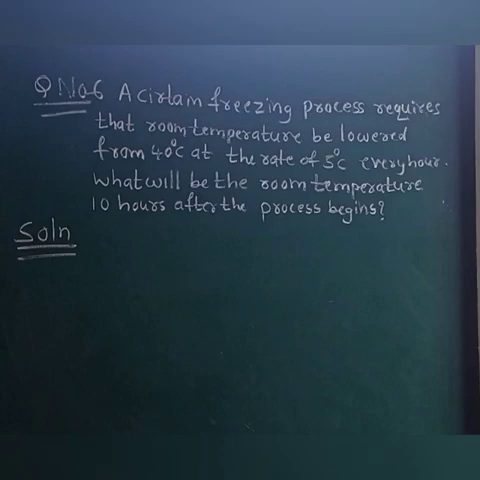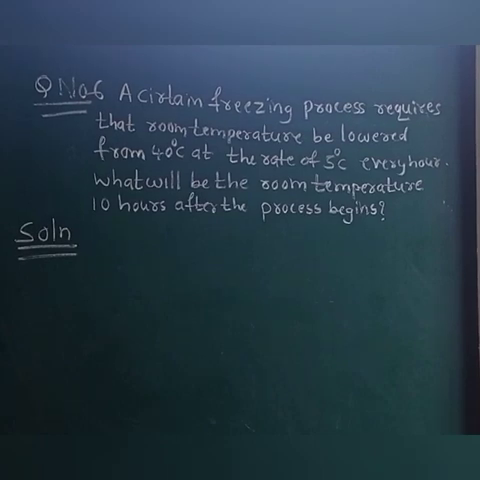Question number 6. A certain freezing process requires that room temperature be lowered from 40 degrees Celsius at the rate of 5 degrees Celsius every hour. What will be the room temperature 10 hours after the process begins? See here, a certain freezing process requires lowering from 40 degrees Celsius at the rate of 5 degrees Celsius. Then we have to find, after 10 hours, what is the room temperature.